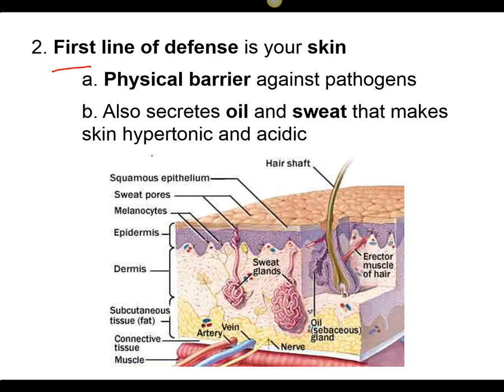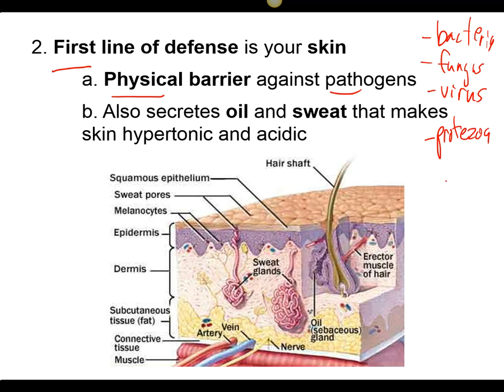A first line of defense is literally a physical barrier that would physically prevent any sort of pathogen, whether that be a bacteria, a fungus, a virus, some sort of protozoa, some sort of single-celled organism, from getting from the outside world and into our body, into our blood. And so skin is the number one line of defense.